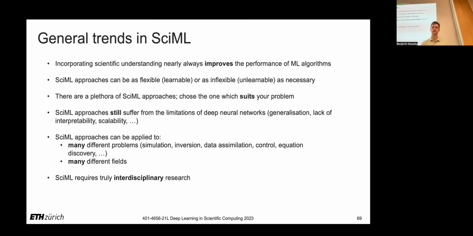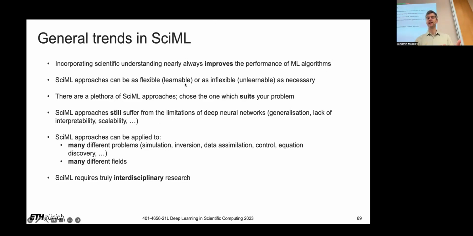So this is my summary of some key trends that I think you should take away from the examples we've been looking at. I'm going to talk through each one. Incorporating scientific understanding nearly always improves the performance of machine learning algorithms. We see this time and time again: if we add some physics constraint into our ML algorithm, it's generally going to be easier to interpret, it's going to generalize better, and it often requires less training data.